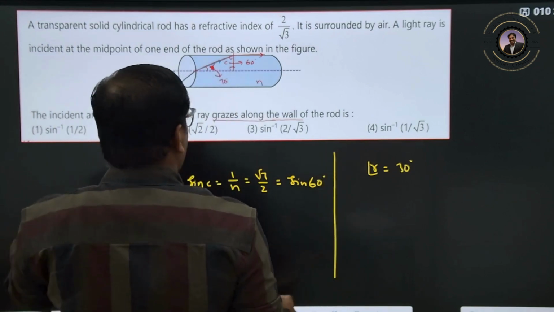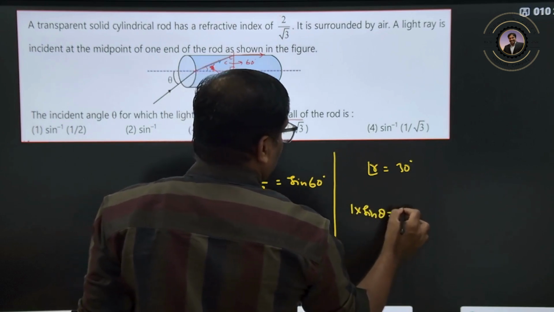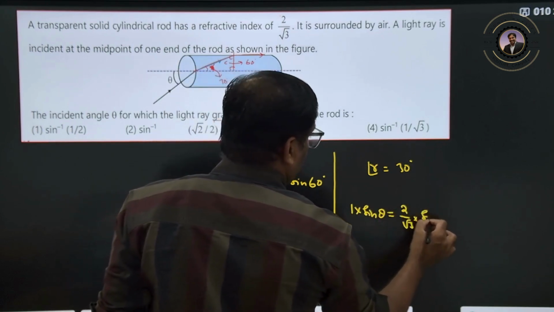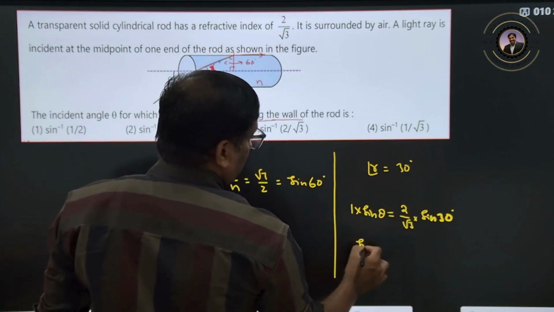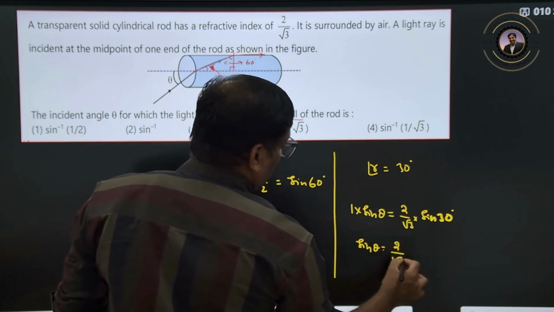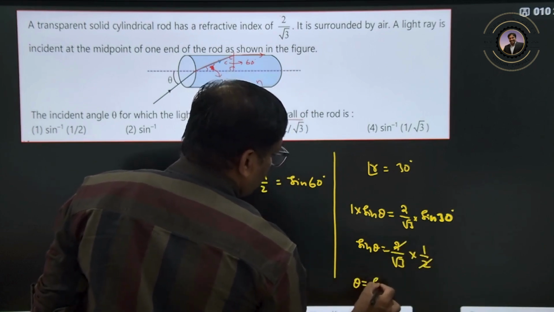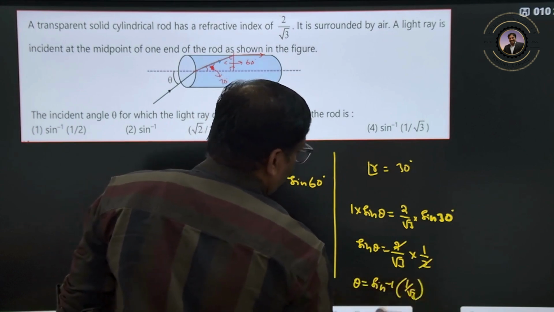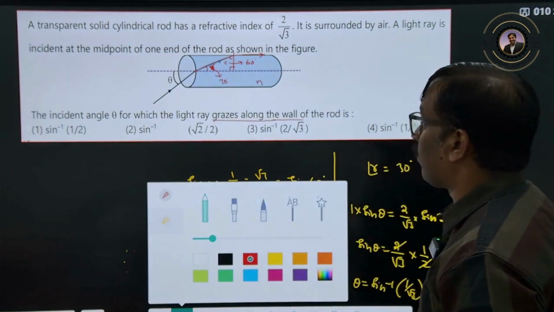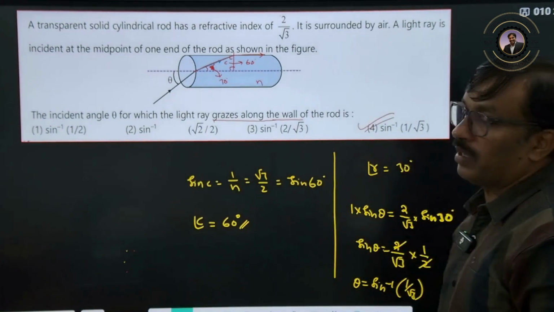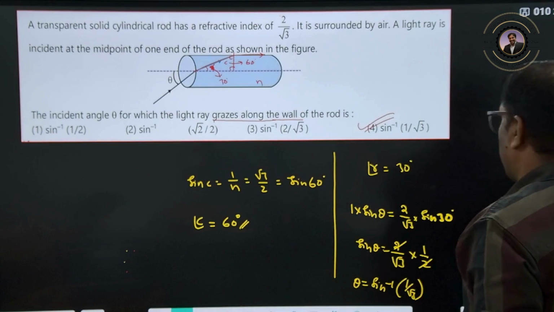So again apply Snell's law here. What will be Snell's law? 1 into sin theta equals n, which is 2 by root 3, into sin 30. Clear? So sin theta is equal to 2 by root 3 into 1 by 2, which cancels out. Theta is equal to sin inverse of 1 by root 3. So the fourth option will be your correct answer. Clear? Now we will go for one more question.